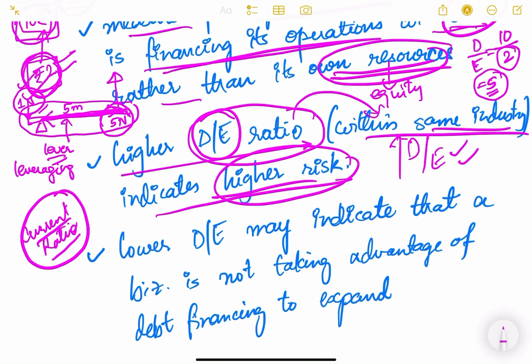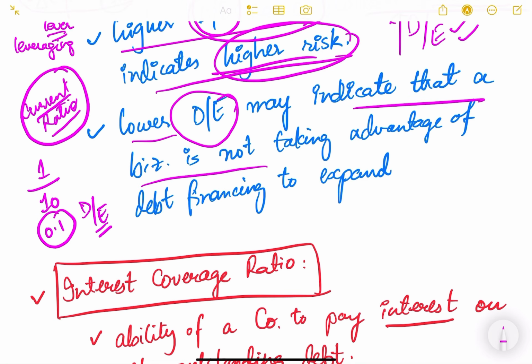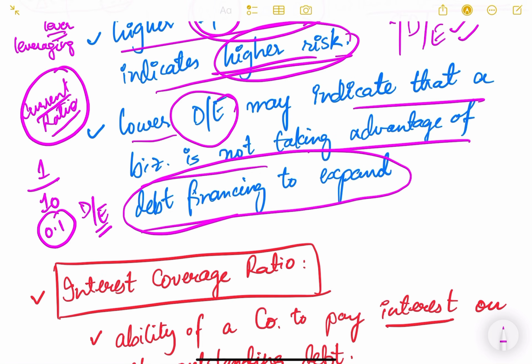So you have to look at the firms within the same industry. And a lower debt to equity ratio, see, if the debt to equity ratio is very low also, for example, if your debt is only 1 rupee and your own money is 10, so it is only 0.1. If the debt to equity ratio is very low, it may indicate that the business is not taking advantage of debt financing to expand.